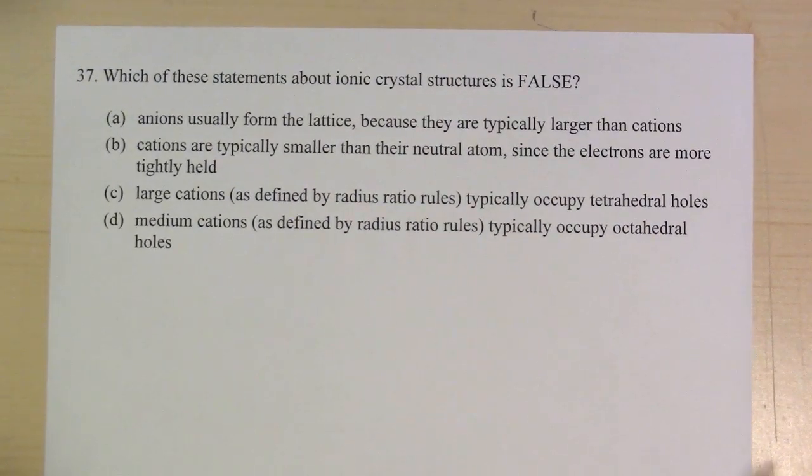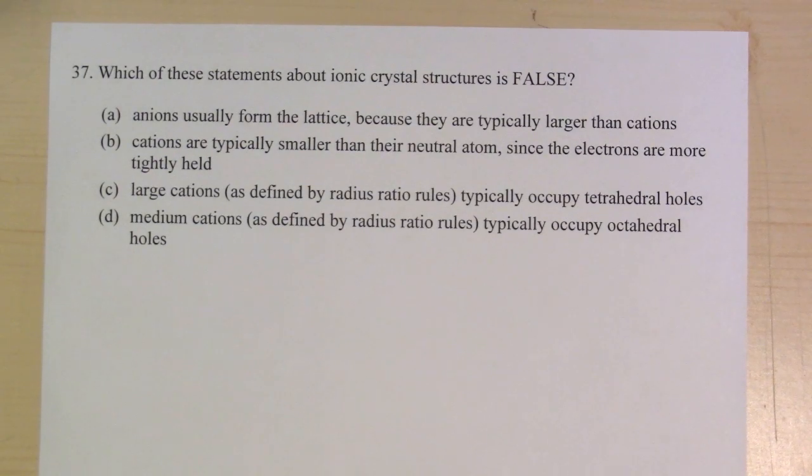Number 37, which of these statements about ionic crystal structures is false? Anions usually form the lattice because they are typically larger than cations. Cations are typically smaller than their neutral atom since the electrons are more tightly held. Large cations, as defined by the ratio rules, typically occupy tetrahedral holes. Medium cations, as defined by the radius ratio rules, typically occupy octahedral holes.